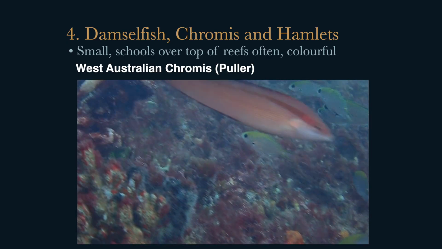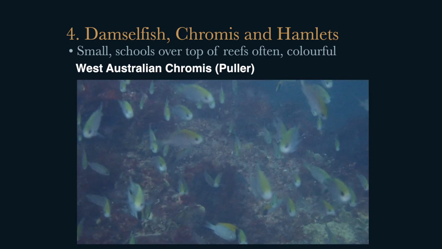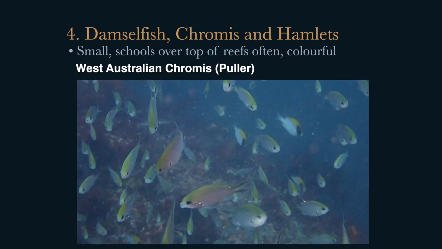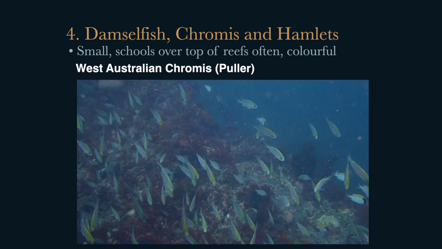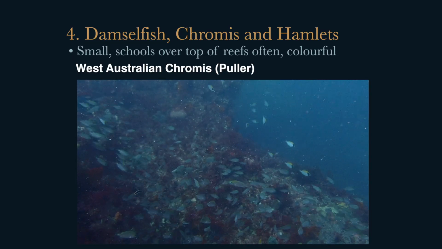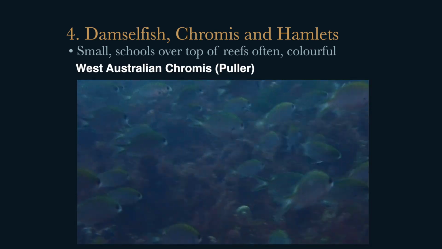West Australian chromies have a greenish silver colour with a green top. They can be found in medium-sized schools over the top of rocky reefs, but sometimes in vast schools during breeding season.